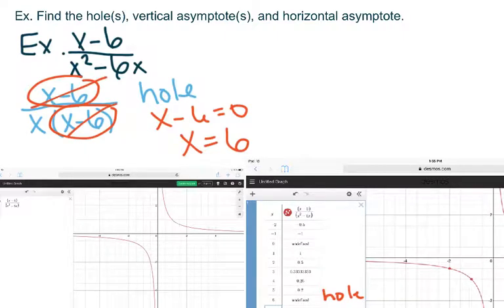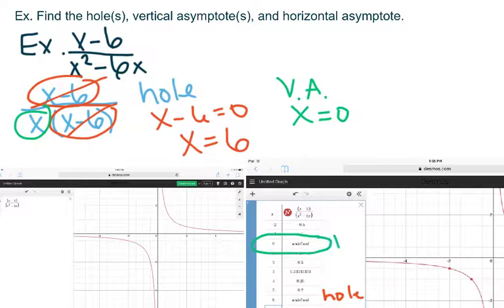So now I'm looking for my vertical asymptote. And so I'm going to look at what's left on my denominator after I get rid of the hole. The only thing that's left is this x right here. So I'm going to set that equal to 0. So that means I have a vertical asymptote at 0. So that right there was my vertical asymptote.